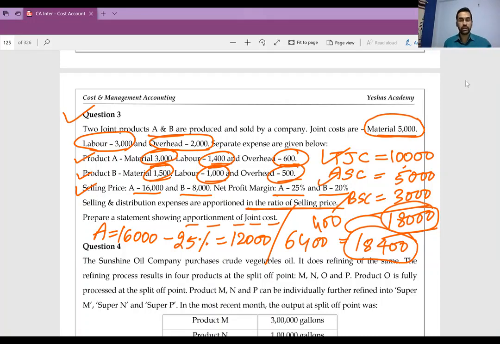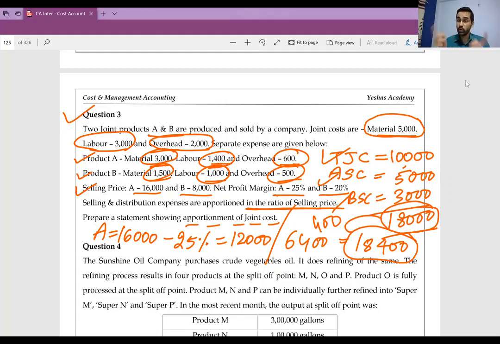Then do reverse working. Cost of A you can find out. How? Sale of A is given, profit of A is given, 16,000 minus 25%, I got 12,000 cost of A. Same way cost of B, 8,000 minus 20%, that is 6,400. Now when I add 12,000 plus 6,400, total cost of A and B is coming to 18,400. But joint cost plus separate cost was only 18,000. The difference 400 should be selling and distribution cost.